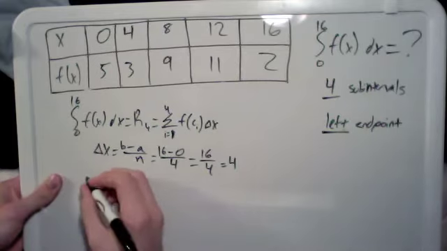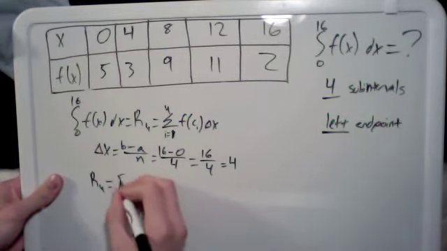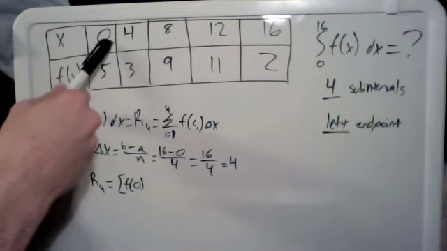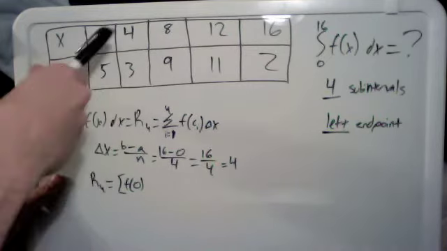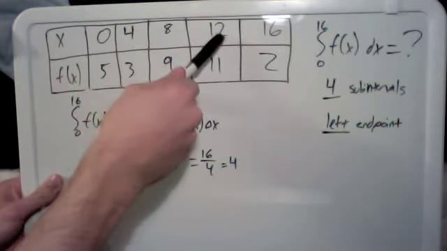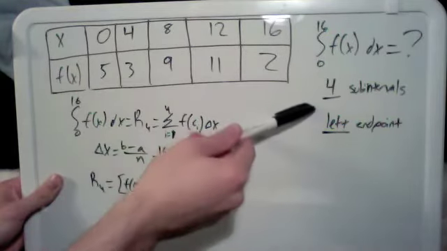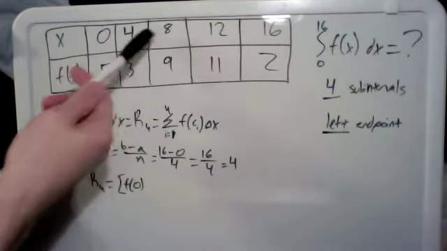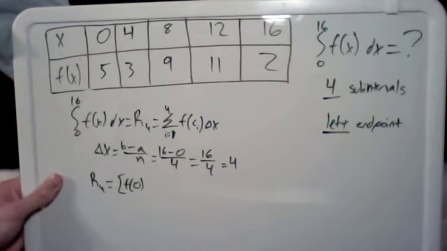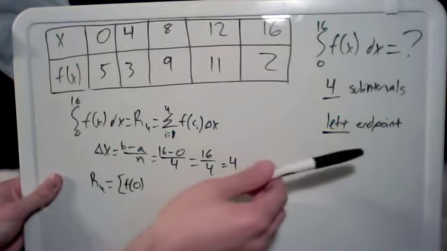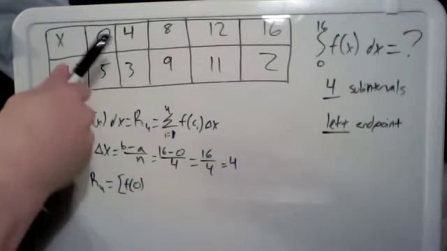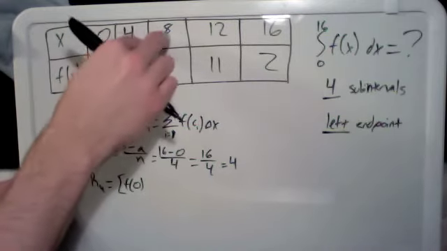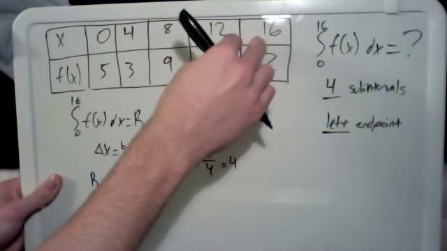So now that we have that, we can find R4. It's going to be equal to f of 0, since our first subinterval is from 0 to 4. So our subintervals are from 0 to 4, 4 to 8, 8 to 12, and 12 to 16. So there are 4 subintervals, they're all equal, and their delta x is all 4, because 4 minus 0 is 4, 8 minus 4 is 4, 12 minus 8 is 4. You get the idea. And since this is a left endpoint Riemann sum, we're going to use the left x for each of those intervals. So we're going to use 0, 4, 8, and 12.